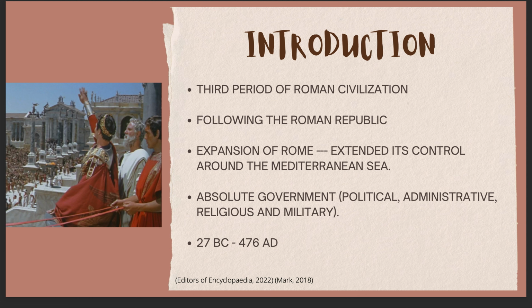The Roman Empire was the third period of the Roman civilization. It followed the Roman Republic. The Roman Empire began with the expansion of Rome, its capital, when it extended its control around the Mediterranean Sea.